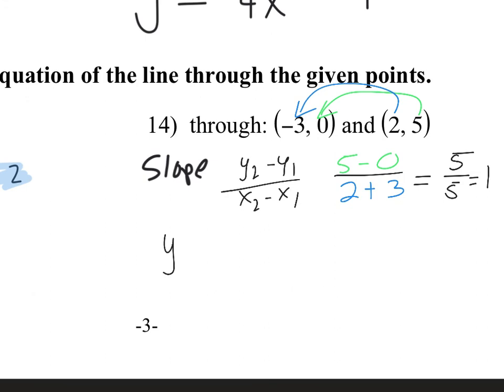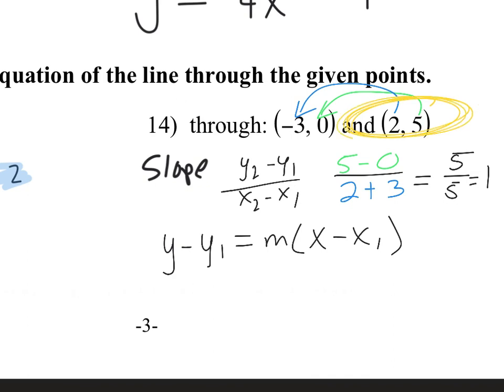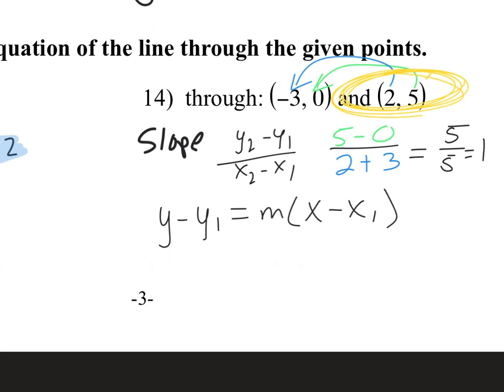So now that I have the slope, and I already had a couple of points, I'm going to choose a point. I'm going to choose this one just because it doesn't have the negatives in there. So that just has a tendency to not mess me up so much. But you could do either one. It doesn't matter. So y minus y1, that y1 is going to be replaced with a 5, equals the slope is going to be replaced by that slope that I got in the previous step. And then x minus x1 is going to be that minus 3.